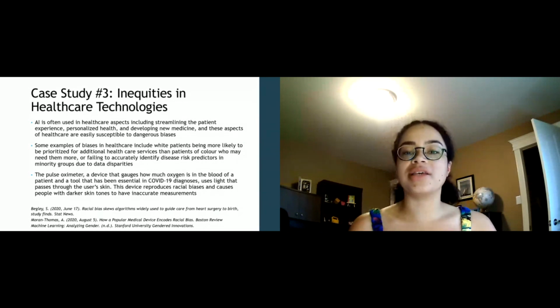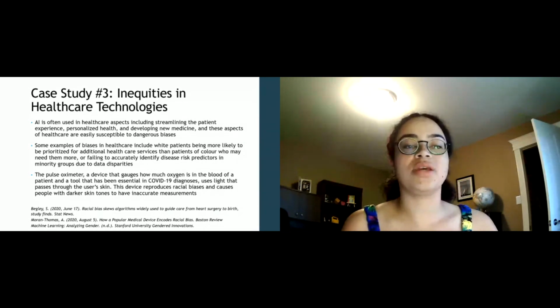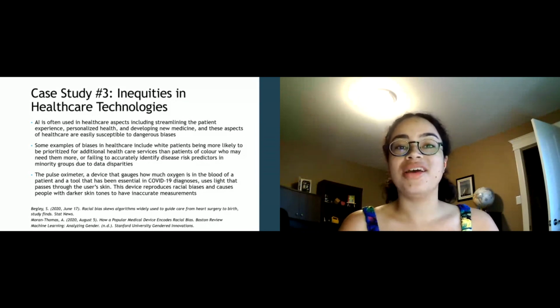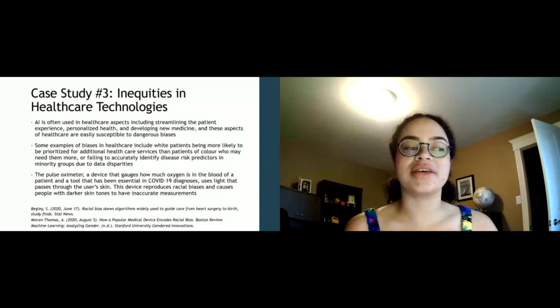Some of these biases include white patients being more likely to be prioritized for additional healthcare services than patients of color who may need them more. This is because a lot of people have the conception that patients of color have a higher pain threshold, which is not true. But when this unconscious bias gets introduced into our technologies, then it aids in having these patients not be prioritized the way that they should be.